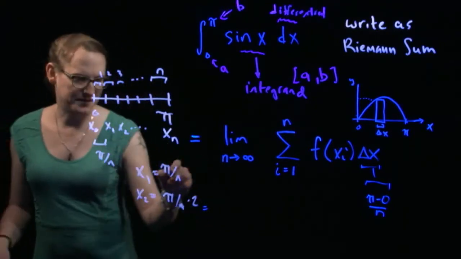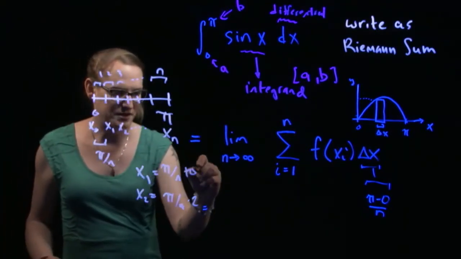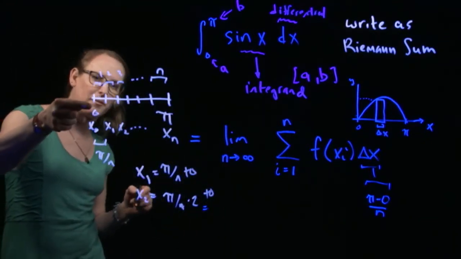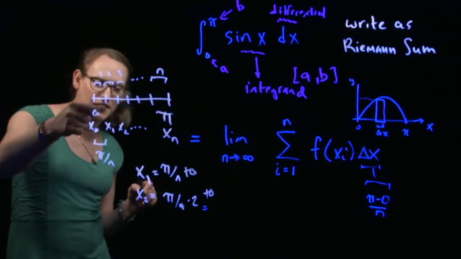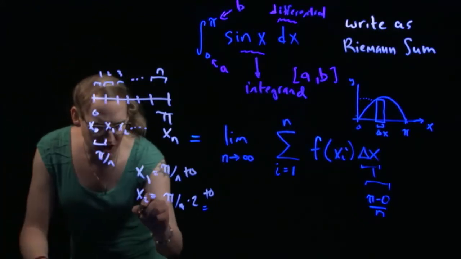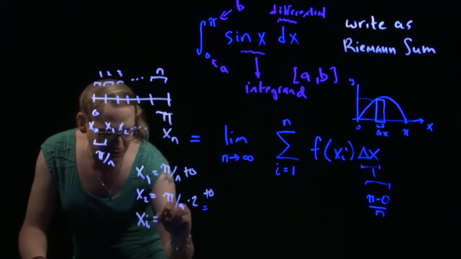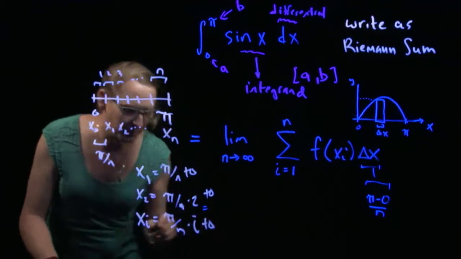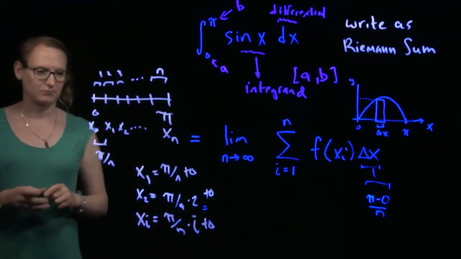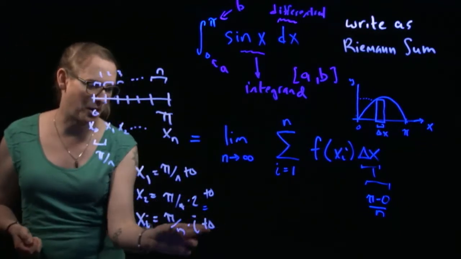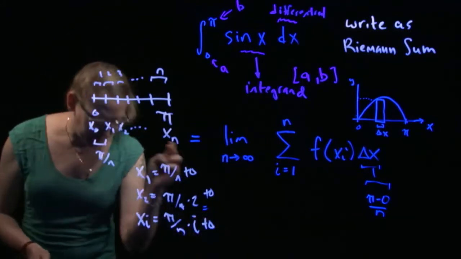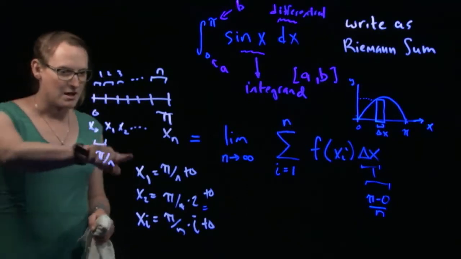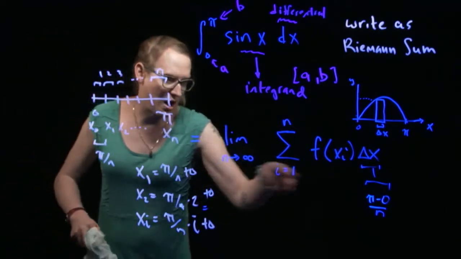And these are all offset from 0. So there's like a plus 0 right here that I'm not writing, because that's where I'm starting. I'm adding a delta x, a pi over n, every time I step over. In general, x sub i is equal to pi over n times i, with a plus 0 that I'm not writing. Be careful, there are no parentheses around this. It's pi over n times i plus 0. Okay, so we're able to figure out a formula for what x sub i is.